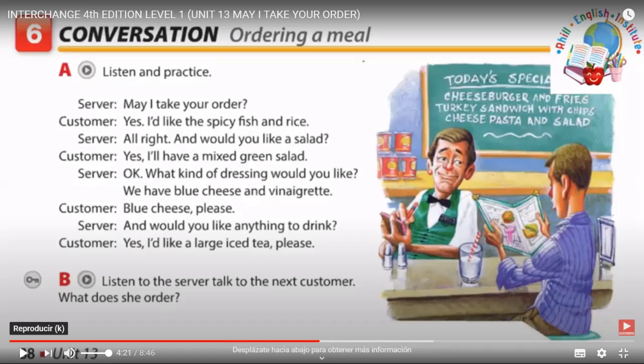What exactly is he asking for? What does the client want to eat? Fish. Fish and rice, with a salad, and iced tea. Okay. What about the dressing? The cheese. Okay, exactly. The server offered him two choices, right? Vinaigrette and blue cheese. But which one did he decide on? Blue cheese. Exactly. Very good. And as Gabby said, for something to drink it was an iced tea, right? Okay, very good. Should we practice this dialogue, guys?